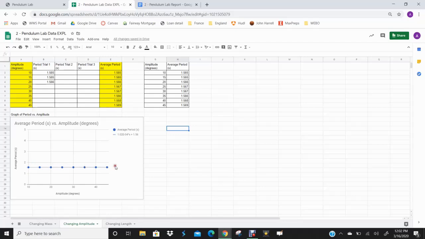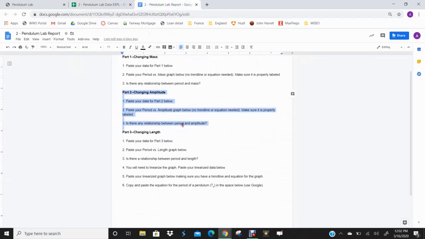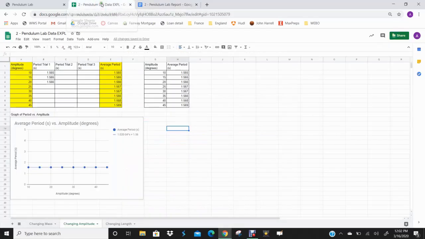So you should see another flat line, which again, on your lab report, when we fill this out, you put your graph in. Is there any relationship between period and amplitude? The answer to that is no, because as the amplitude changes, the period does not. Again, if it looks like it's making peaks and valleys, then zoom out on your y-axis, and it will flatten out that line for you.